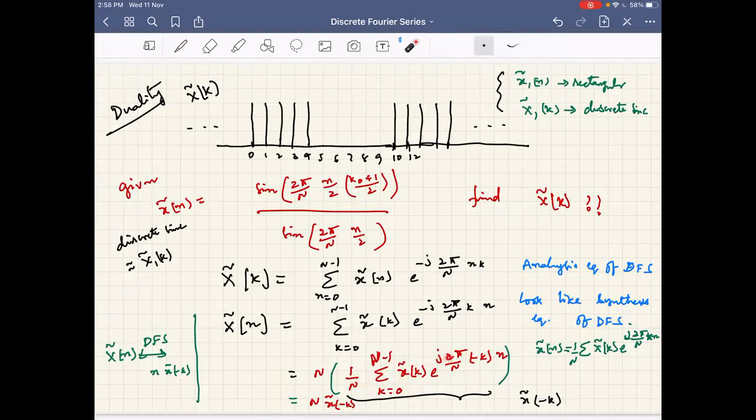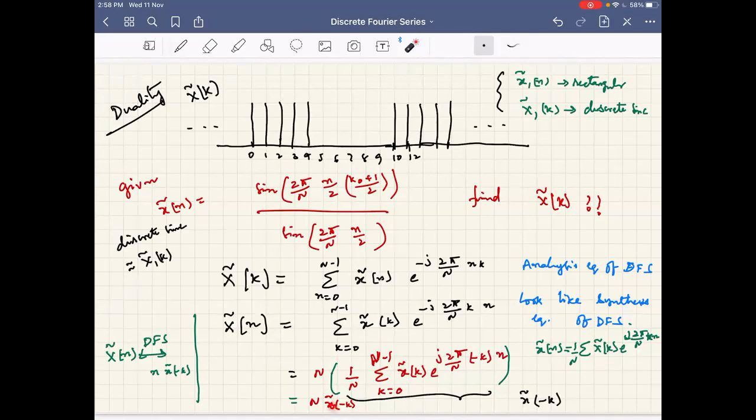This is nothing but the synthesis expression for discrete Fourier series, right? So this is the analysis expression, and by change of variables and small algebraic operations, we are able to get the synthesis expression here. So we can write in frequency x tilde of minus k, right? The samples now become the coefficients.